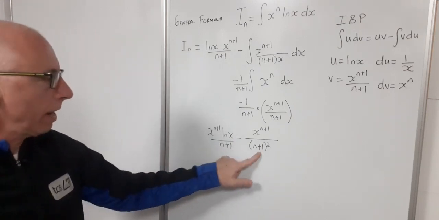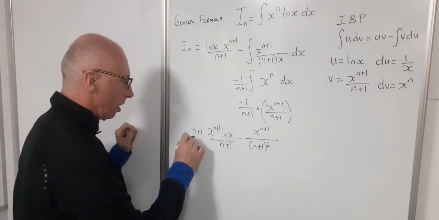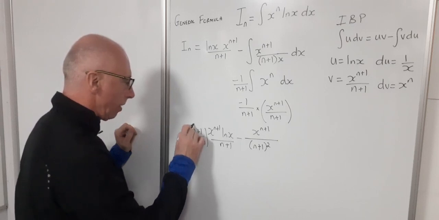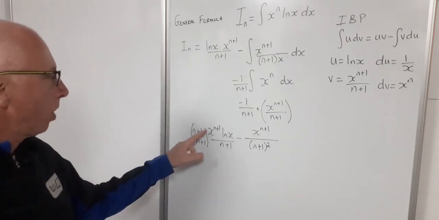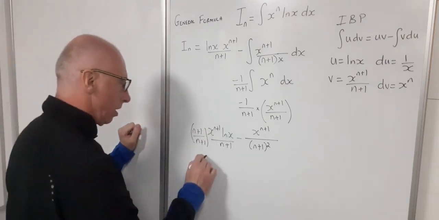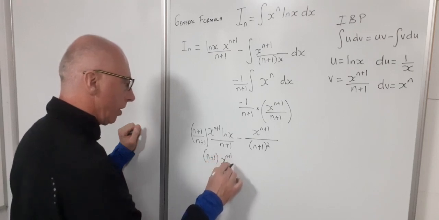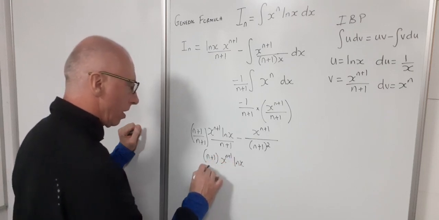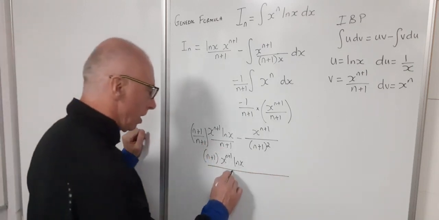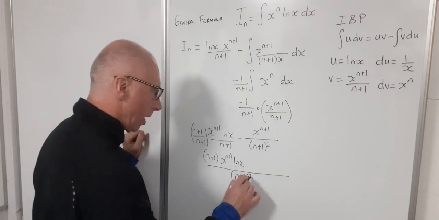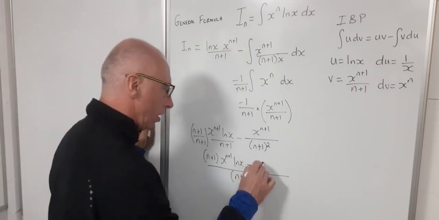So I've got n plus 1 and n plus 1 squared. So why don't I multiply this by n plus 1 over n plus 1, and that way I'll get the same denominator for both. So now I've got n plus 1 times x to the n plus 1 natural log of x, and this will make one fraction because I have the same denominators, n plus 1 squared, and then minus x to the n plus 1.